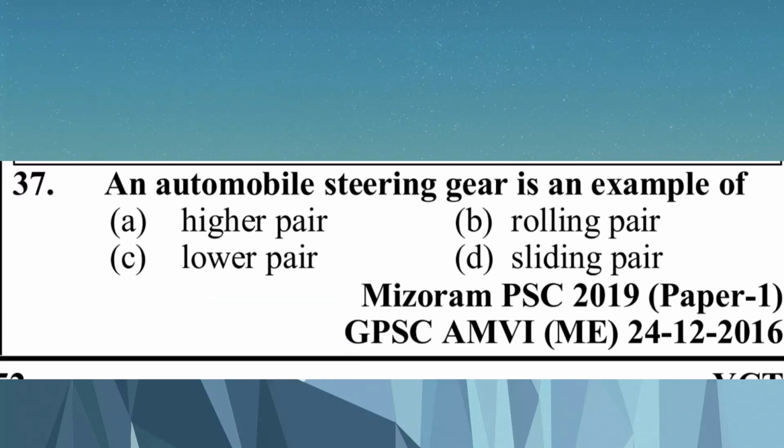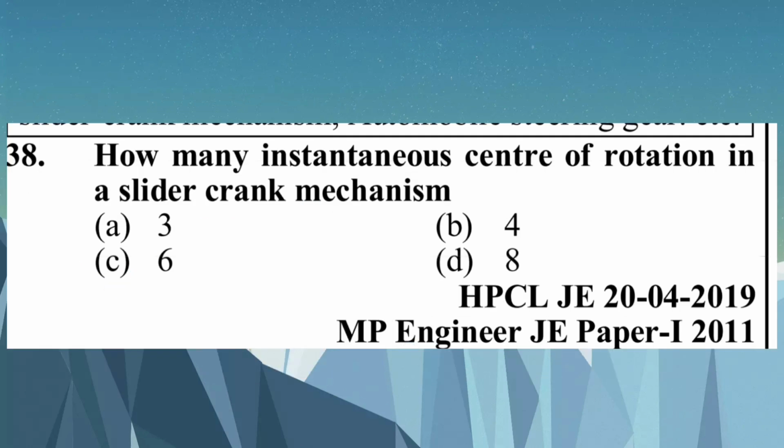Question number 37. An automobile steering gear is an example of A, higher pair, B, roller pair, C, lower pair, D, sliding pair. C, lower pair. Question number 38. How many instantaneous centers of rotation in a slider crank mechanism?